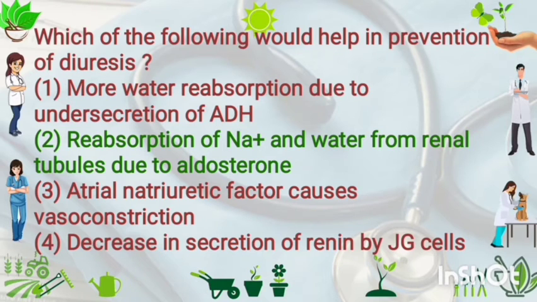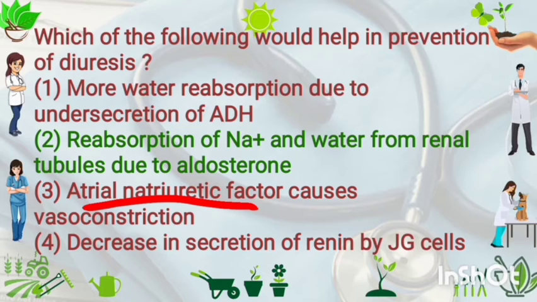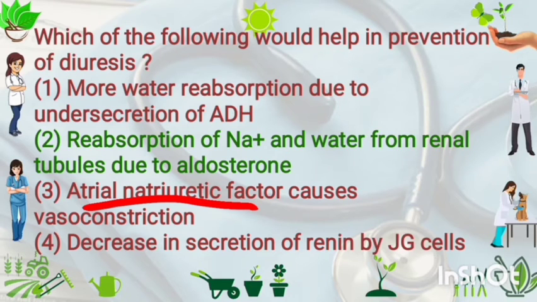Let's see one by one. More water reabsorption due to undersecretion of ADH. Actually, less water reabsorption takes place due to undersecretion of ADH. ANF causes vasoconstriction, but actually ANF causes vasodilation. ANF, or atrial natriuretic factor, is a 28 amino acid polypeptide hormone secreted mainly by the atria of the heart in response to atrial stretch.